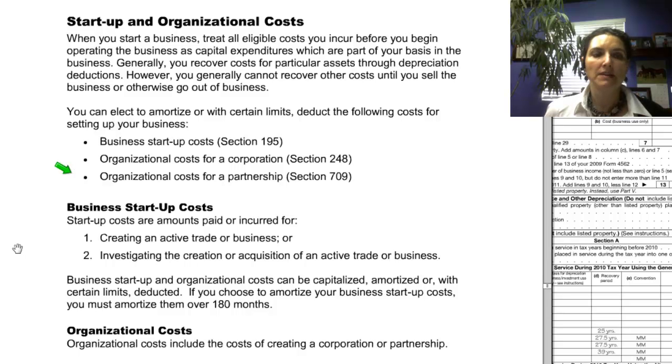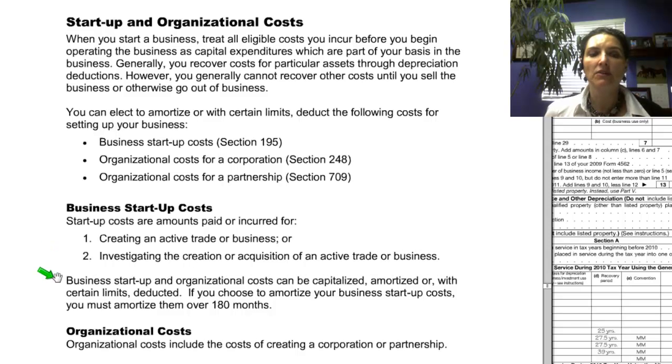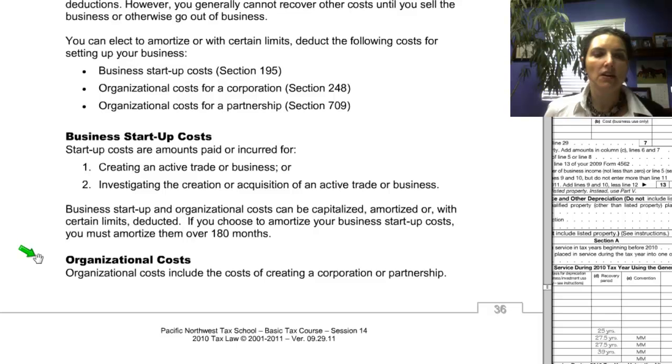Business startup costs. Startup costs are amounts paid or incurred for creating an active trade or business or investigating the creation or acquisition of an active trade or business. Business startup and organizational costs can be capitalized, amortized, or with certain limits deducted. If you choose to amortize your business startup costs, you must amortize them over 180 months. Organizational costs. Organizational costs include the cost of creating a corporation or partnership.